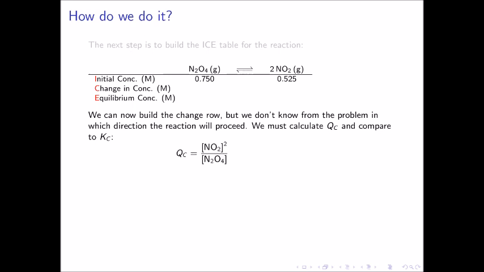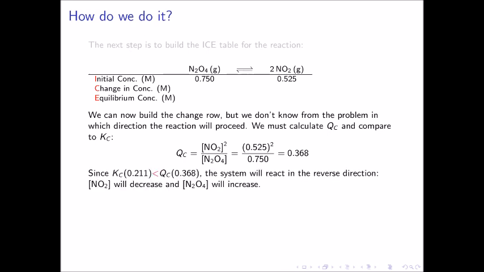Qc is built the same way as Kc. In this case, we have the concentration of NO2 squared in the numerator and the concentration of N2O4 in the denominator. We can substitute our values in from our initial concentration row, and when we solve for this, we find that Qc is 0.368. Since Kc, which is 0.211, is now less than Qc, 0.368, the system will react in the reverse direction. This means that the NO2 concentration will decrease and the N2O4 concentration will increase.